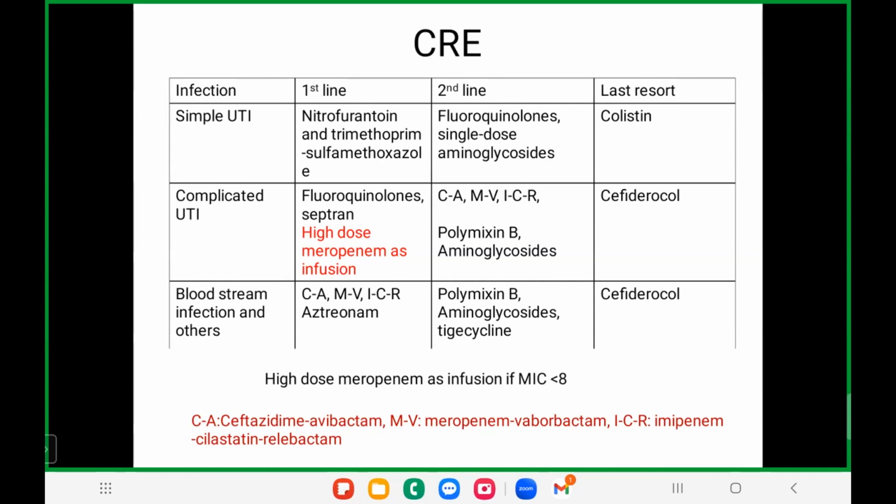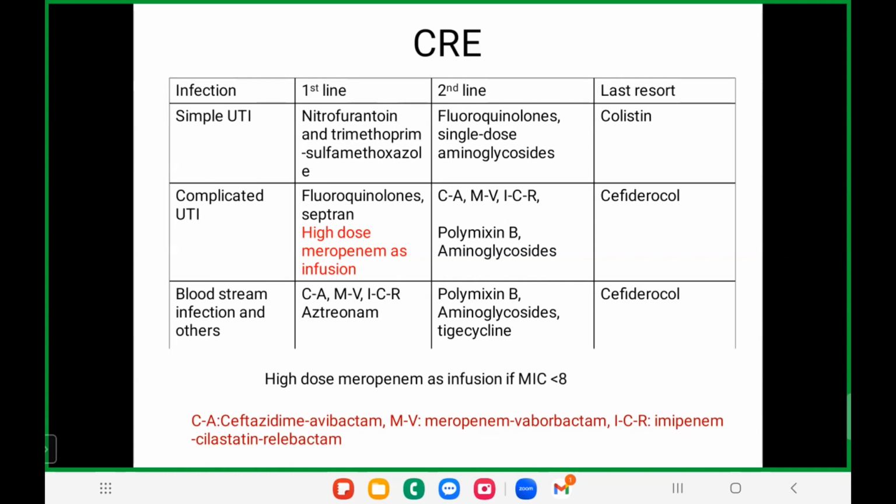So the next options are polymyxin B and aminoglycosides, if they are sensitive to that. The last and final resort we have is cefiderocol, and the availability in India is very less. You need to import this drug. I think in future it will be available for you. But if you have a bloodstream infection, you cannot take the risk of giving fluoroquinolones and high dose meropenem here.